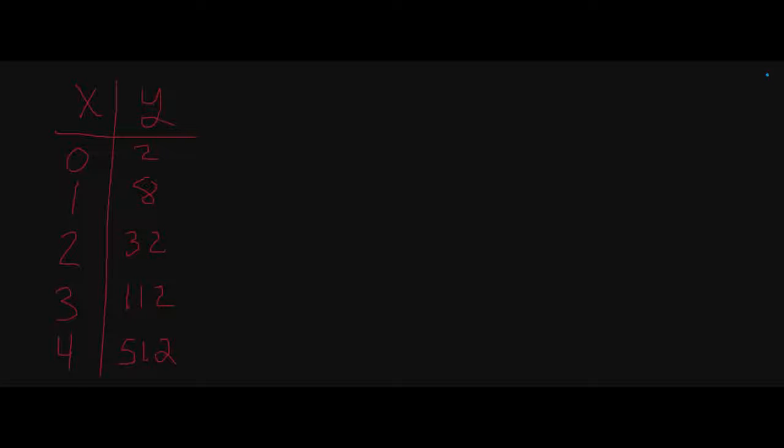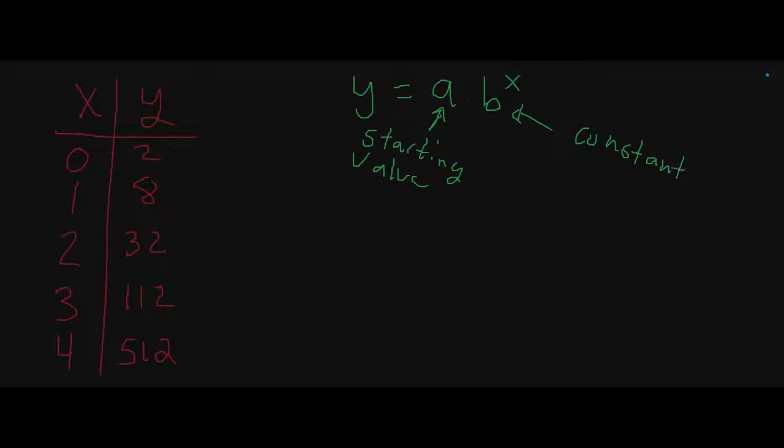So one of the things that we want to figure out is we have this equation here. We have y is equal to a times b to the x. We know a represents our starting value, and b represents our constant multiplier. This is what we're always multiplying by across the table.